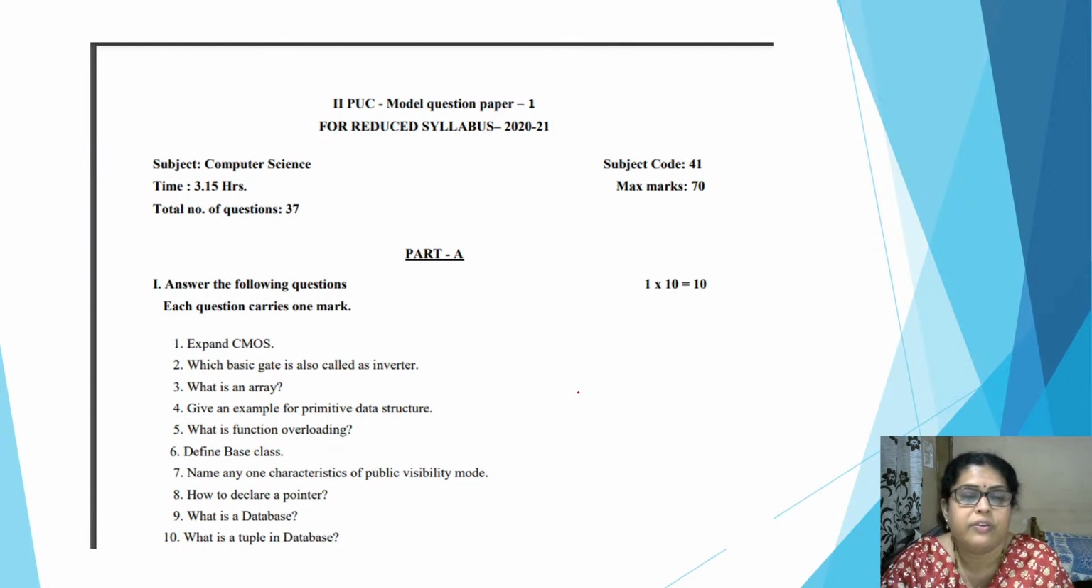And one characteristic of public visibility mode is what? When the base class is public, the derived class members also become public. And how do you declare a pointer? You write int star, variable name, and then you write int star ptr as an example. What is a database? Logically related data is known as a database, and tuples are nothing but the horizontal rows or the records in a table.